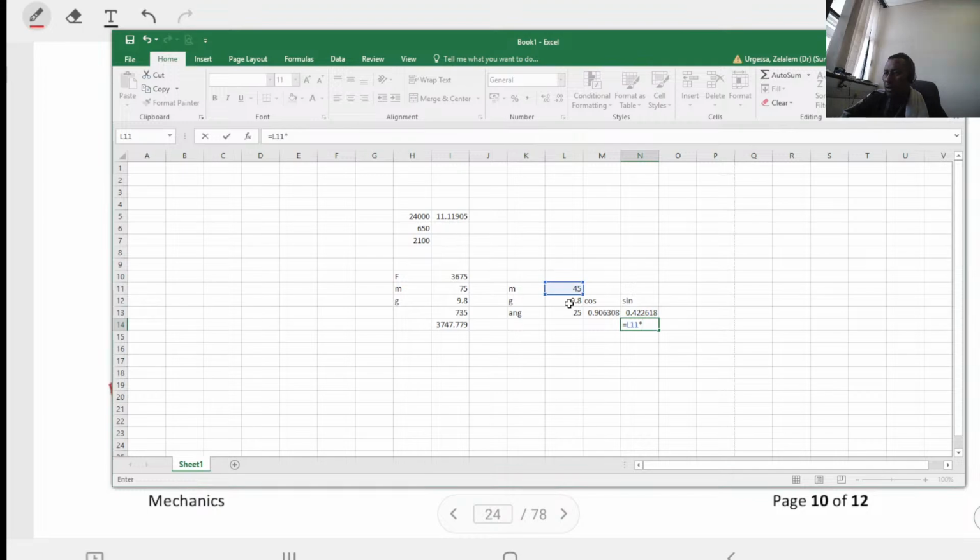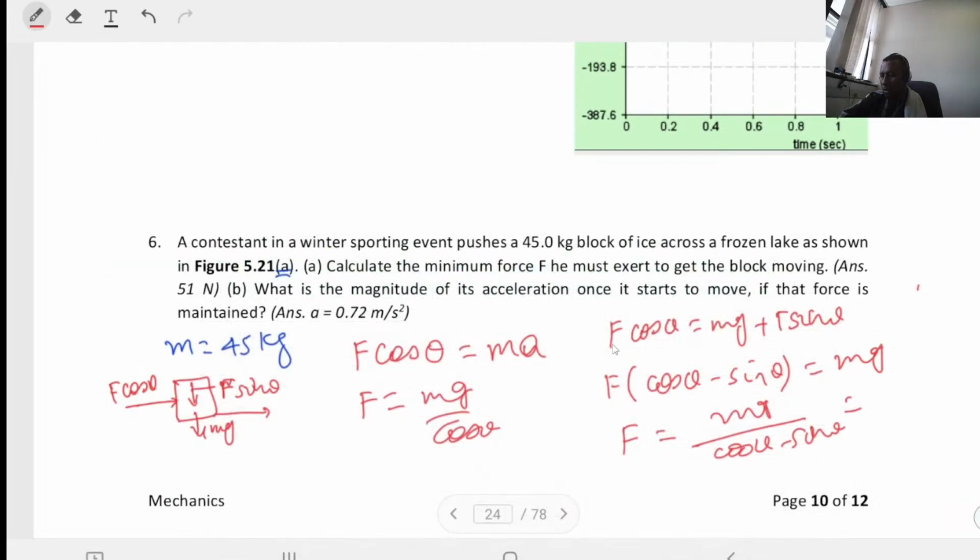I'm going to get a big number though, I know something is wrong here. What did I say? Cos minus sine, this minus that, and 11. Guys, help me, I don't know what I'm doing.